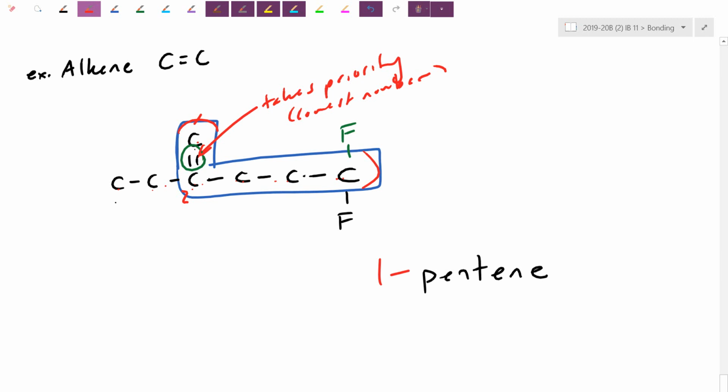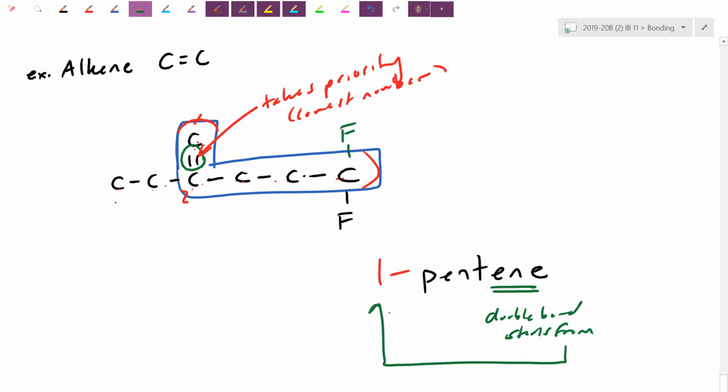Up to this point, we've been using numbers for branches. In this case, I'm talking about the ene, the double bond. The double bond starts from position number 1, and I imply there it stretches from carbon number 1 to carbon number 2.